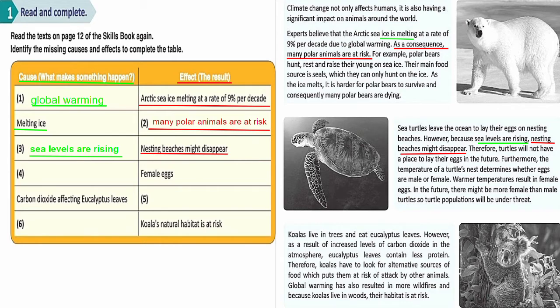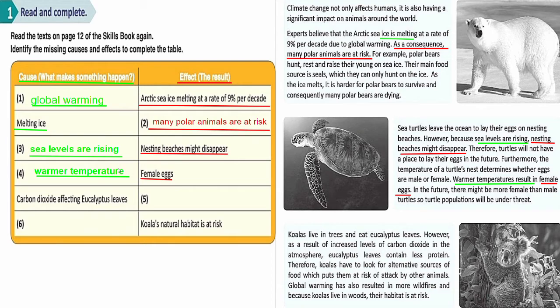The fourth sentence, we have female eggs. We have female eggs within this statement. So this is a full stop. So go back to the beginning of our sentence. Our sentence starts from this: warmer temperatures result in female eggs. And this is the cause of female eggs, which is warmer temperature.